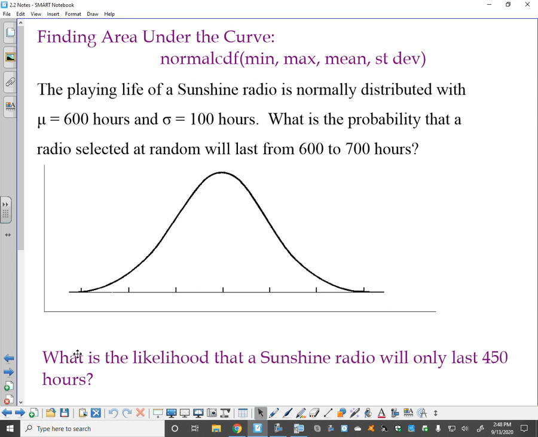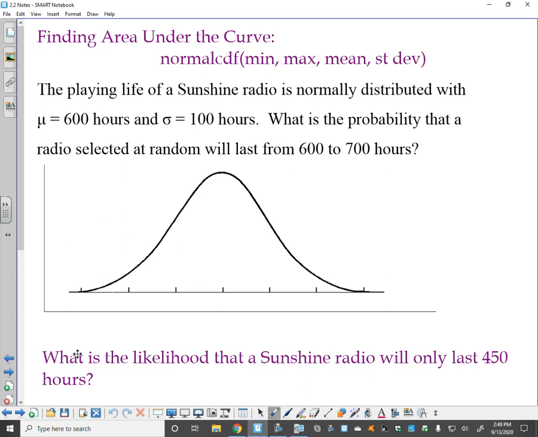So we're going to talk about a Sunshine radio. The playing life of a Sunshine radio is normally distributed, and that N should be capitalized, with a mu of 600 hours and a sigma of 100 hours. What is the probability that a radio selected at random will last from 600 to 700 hours?